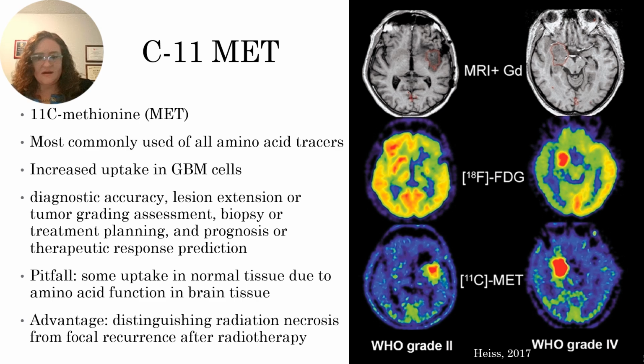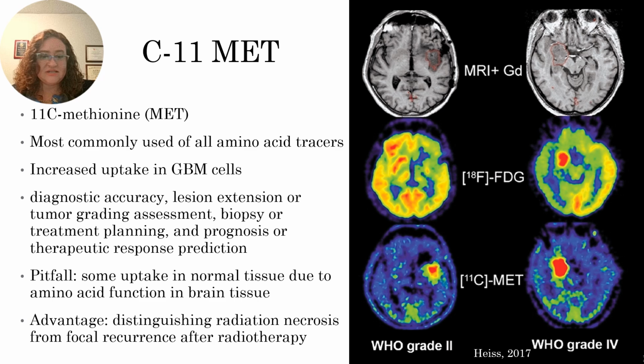Now this is CMET. These are different patients in the different columns. The first column here is a grade 2 glioma, and then the one on the right is a glioblastoma. But CMET is the most commonly used radionuclide of all the amino acid tracers. It is something that's naturally found within the brain that the brain cells use readily. But you see a lot more increased uptake in glioblastoma cells. It has a really good diagnostic accuracy.